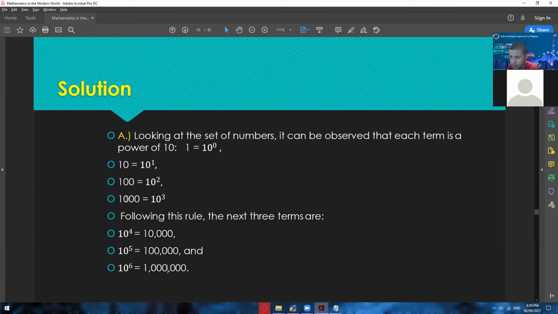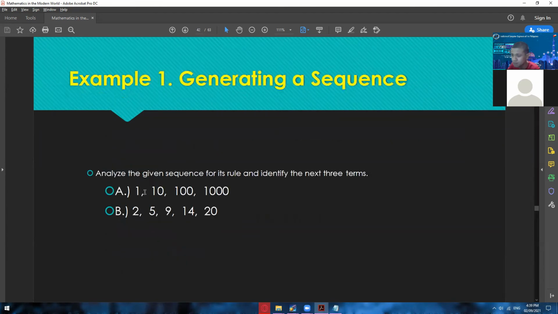So here's the sequence on the first 3. The first one is 10 raised to 1, which is equal to 10. And then the next one is 10 raised to 2, then 10 raised to 3, 10 raised to 4, 10 raised to 5, and then 10 raised to 6. Or you could just simply multiply by 10. Starting from 1, we have times 10, times 10 again, times 10, times 10, and then times 10. Just keep on doing that. That is already the sequence.